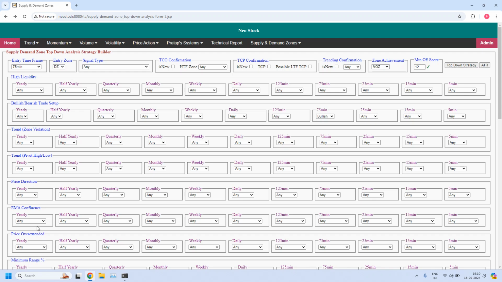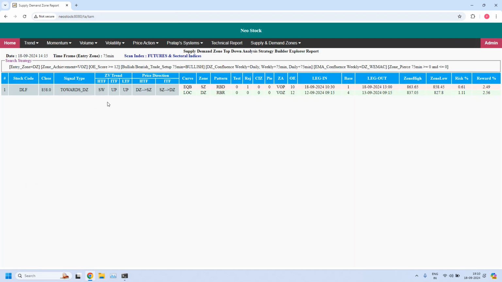Sideways EMA doesn't make any extra advantage. So in the EMA confluence, weekly time frame, looking for a weekly demand zone with weekly EMA confluence. DLF is filtered and weekly trend is already sideways, so EMA confluence doesn't add any additional advantage.